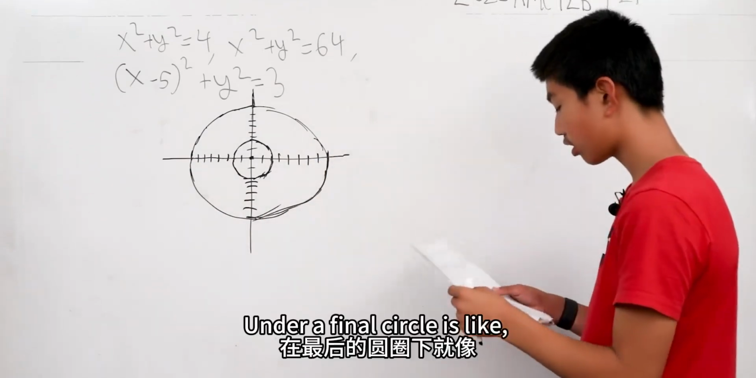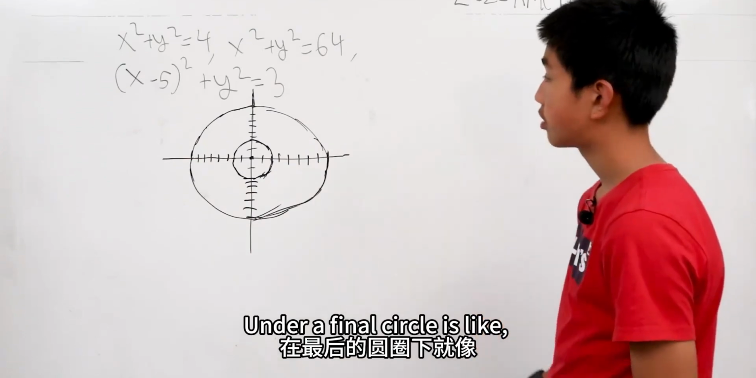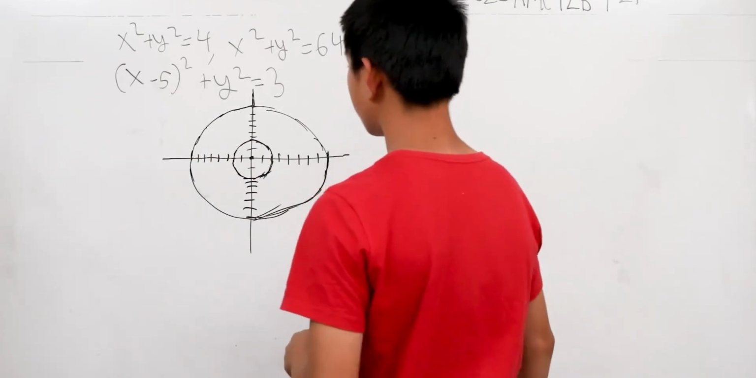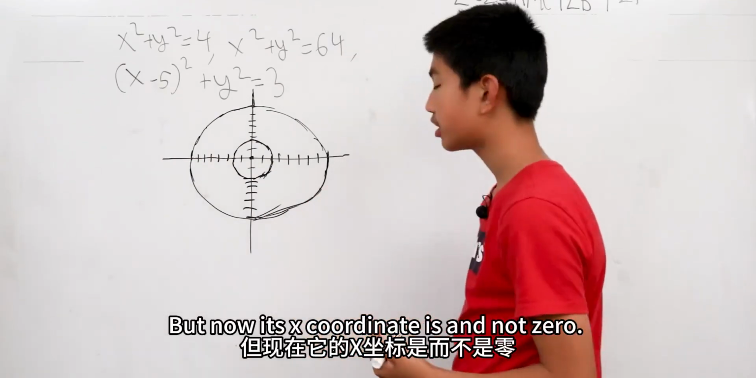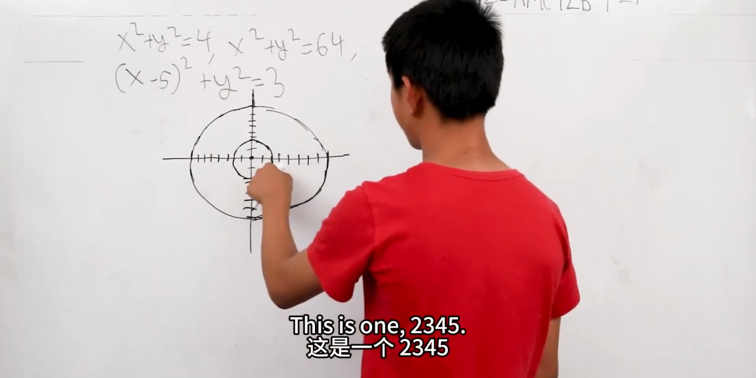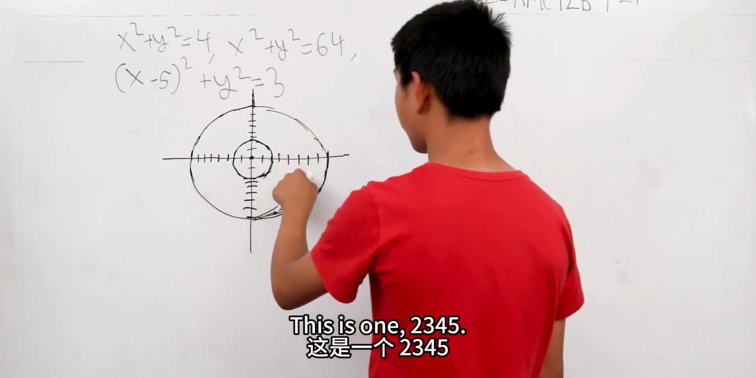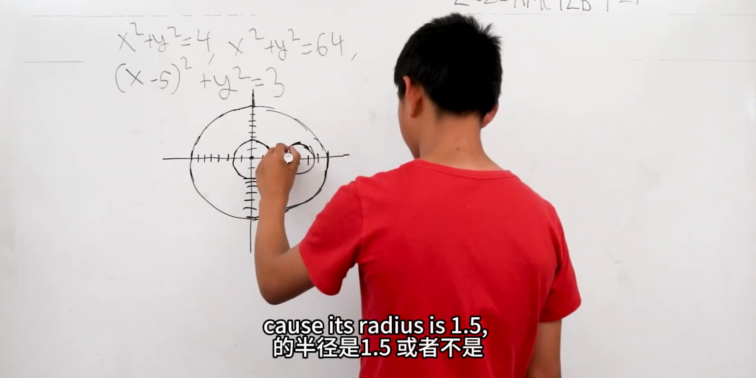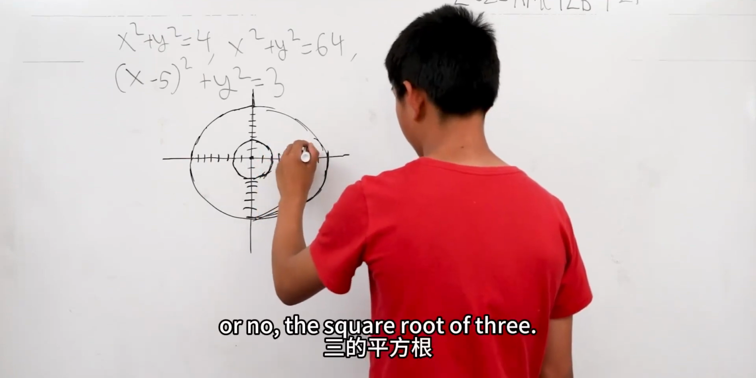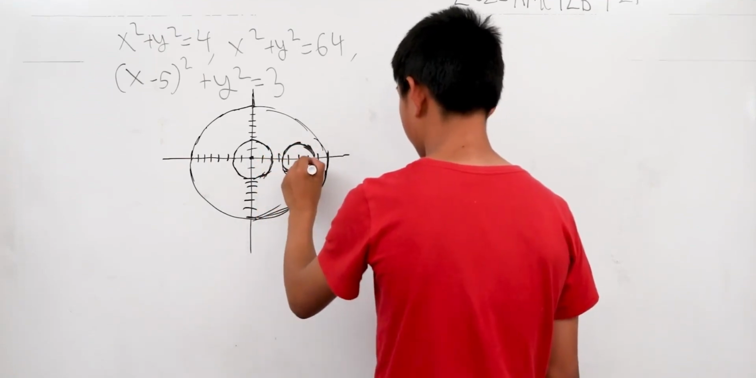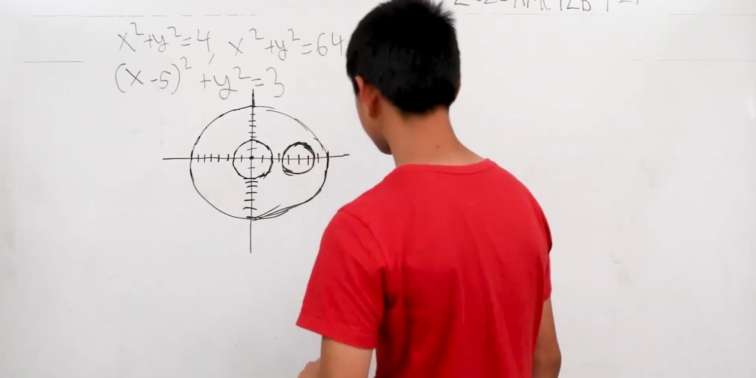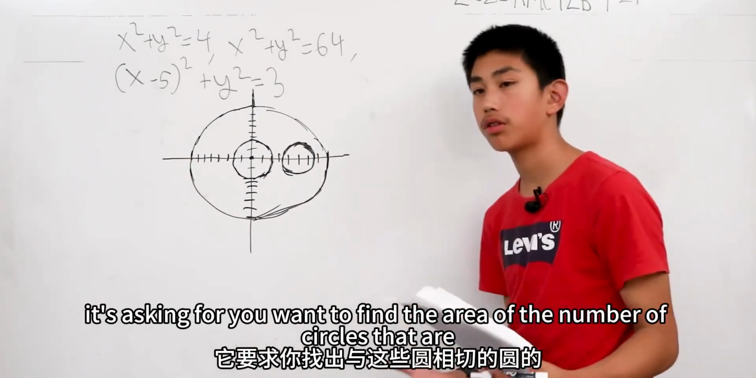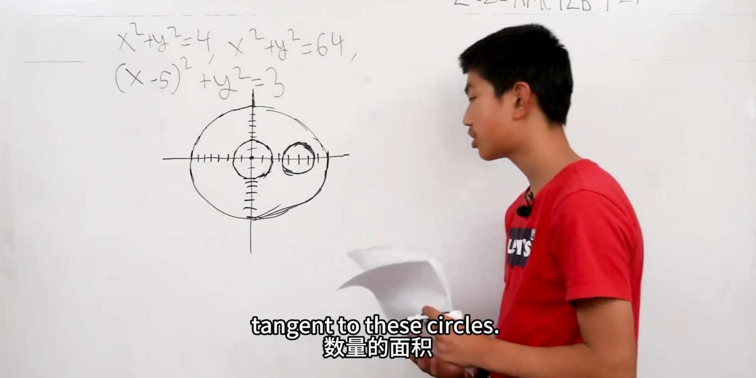And our final circle is a circle, but now its x coordinate is 5 and not 0. So this is 1, 2, 3, 4, 5, and it's centered about like so, because its radius is 1.5, or no, the square root of 3. So it's about here. Now, you want to find the area of the circles that are tangent to these circles.